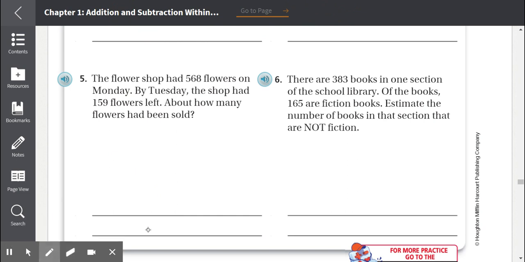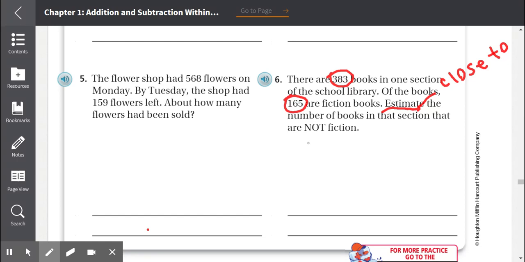There are 383 books in one section of the school library. Of the books, 165 are fiction. Estimate the number of books in the section that are not fiction. So let's find our keywords and important numbers. 383 books in one section, and 165 of them were fiction. Estimate, which tells us close to. So we don't need the exact answer. Estimate the number of books in that section that are not fiction.